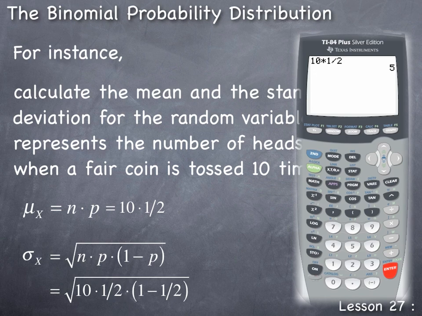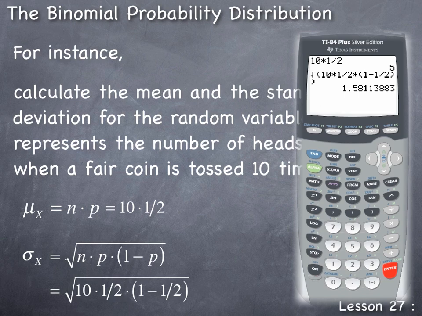Sigma, the standard deviation, is found by taking the square root. The square root is found by going second, and the x squared button gets you to the square root of n, which is 10, times p, 1/2, 1 divided by 2, times left parenthesis 1 subtract p, which is 1/2, 1 divided by 2. Right parenthesis to close that one, and another right parenthesis to close the square root function. Press enter, and the standard deviation is about 1.6.